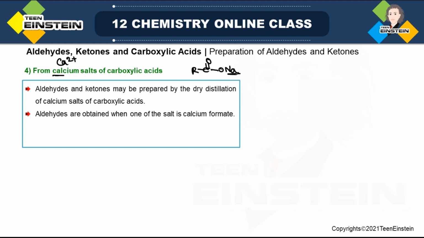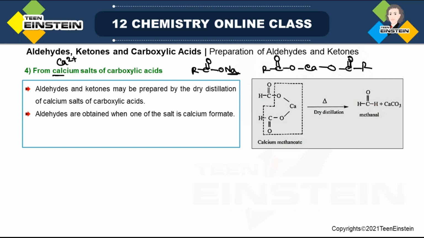That means here it is sodium plus 1, so that is why you can place one RCOO minus. But when it is Ca2+, now it will be RCOO, calcium. Then on the other side also there will be another same fragment, right? So now it is the calcium salt of carboxylic acid. You can prepare aldehydes or ketones by dry distillation of this type of calcium salt of carboxylic acid. Okay.